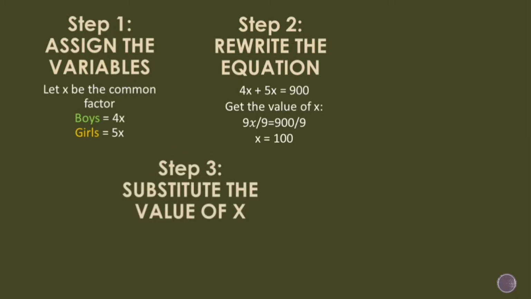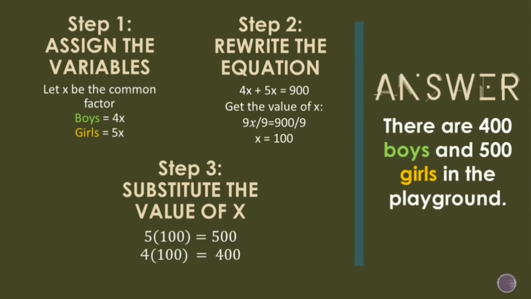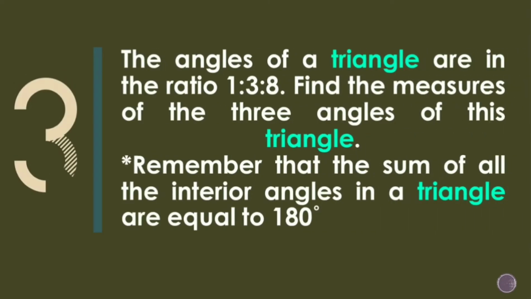Step 3. We substitute the value of x. 4 times 100 is equal to 400. 5 times 100 is equal to 500. The answer is there are 400 boys and 500 girls in the playground. Third example. The angles of a triangle are in the ratio 1:3:8. Find the measures of the three angles of this triangle.